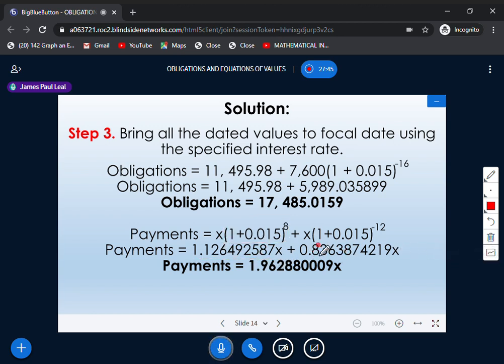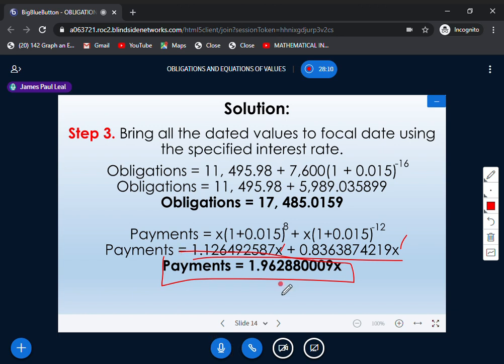Plus, do the same thing, simplify din po ito, input lang sa calculator. So you will be having 0 point and so on and so forth, okay? We're going to simplify x. And if you're going to add this one, since they have like terms, the same variable, right? You will be having 1.9628800009x as for the payment. This will be the equation for the payments.